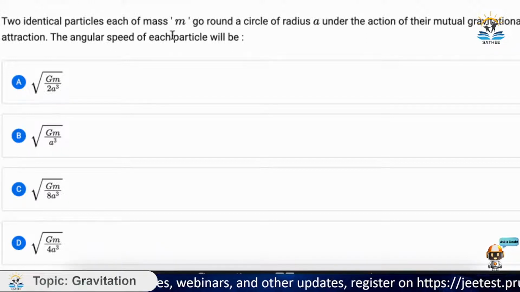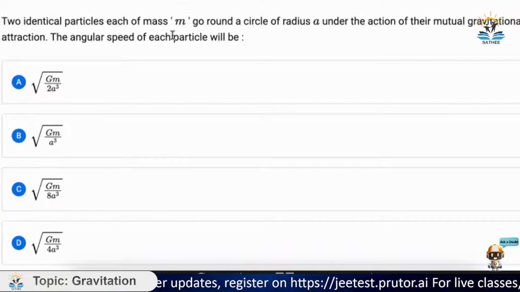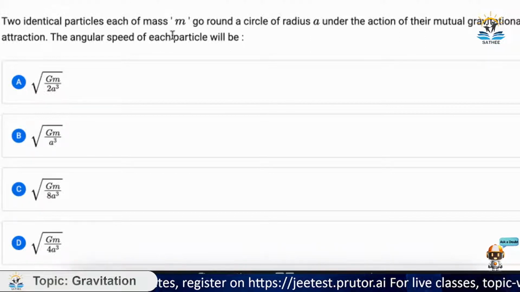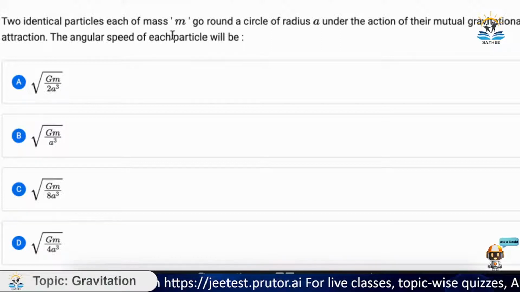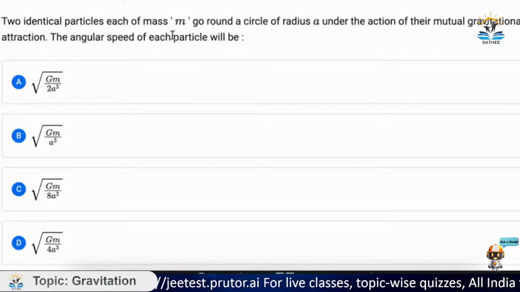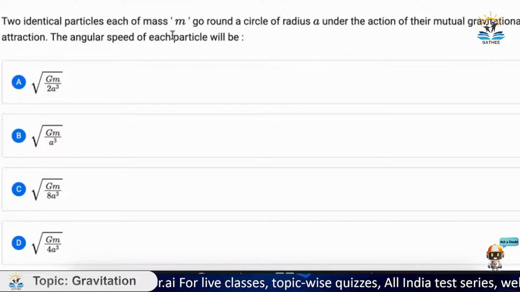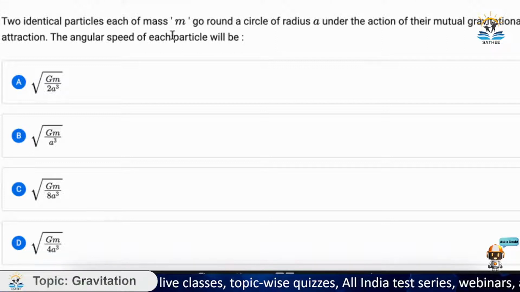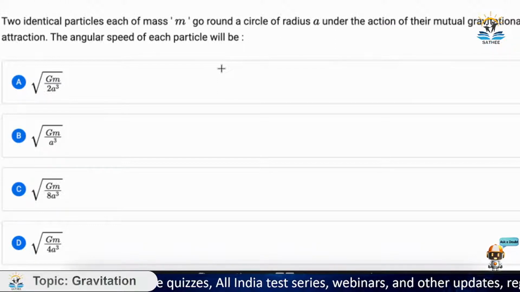So how we can solve this question is, first of all, we know if there are two particles, there would be a force of attraction between them. And that force of attraction can be written as force is equal to capital G m m upon r square, where r is the distance between them. So if they are revolving in a circle of radius a, the distance between them would be 2a whole square.